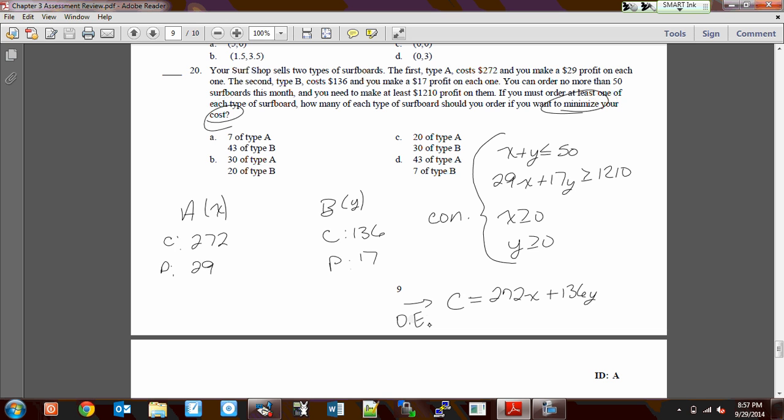All right, so next thing we need to do is graph these. So we need to solve these for one variable in preparation to graph it. So if we subtract the x from both sides here, we simply have y is less than or equal to 50 minus x. Here we can subtract the 29x and divide by 17. Now you can just leave this like this if you want to. Y is greater than or equal to 1210 minus 29x over 17, because we can graph this as is. And that's exactly what I plan to do.